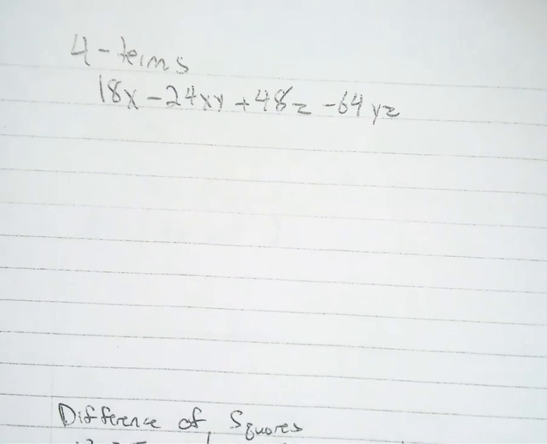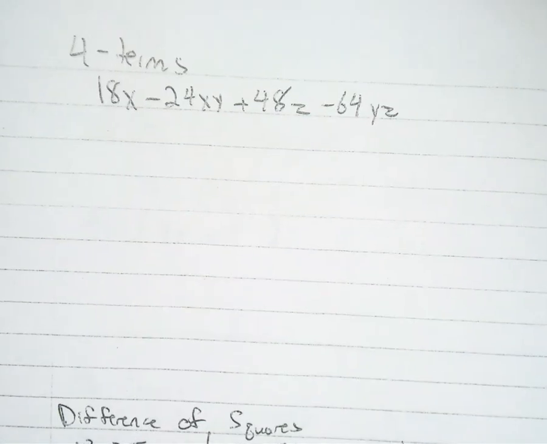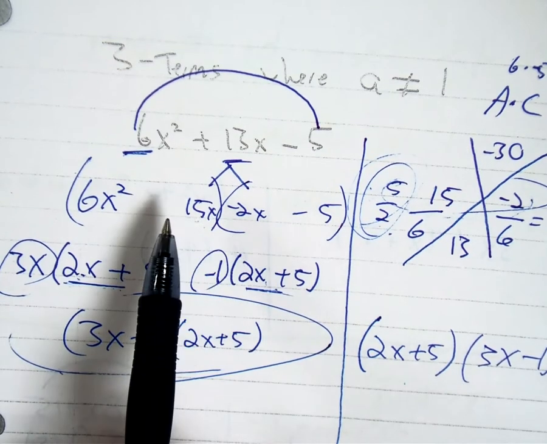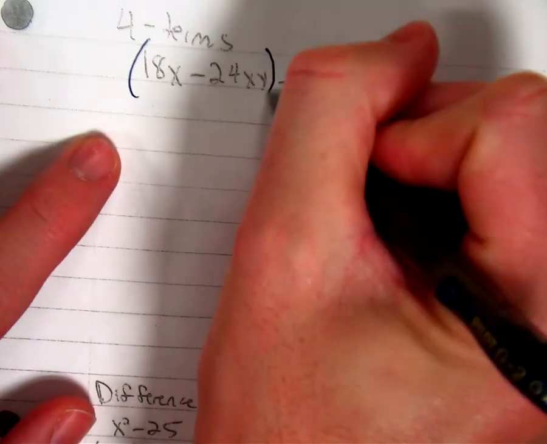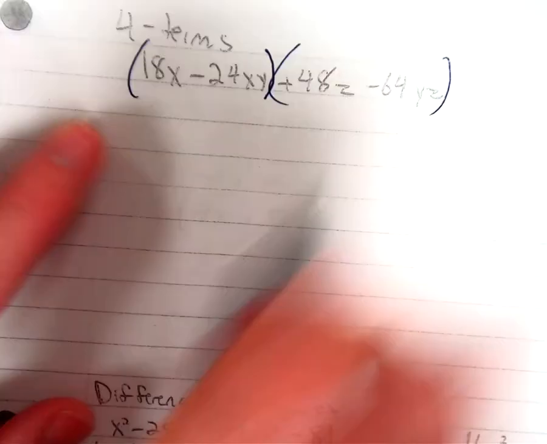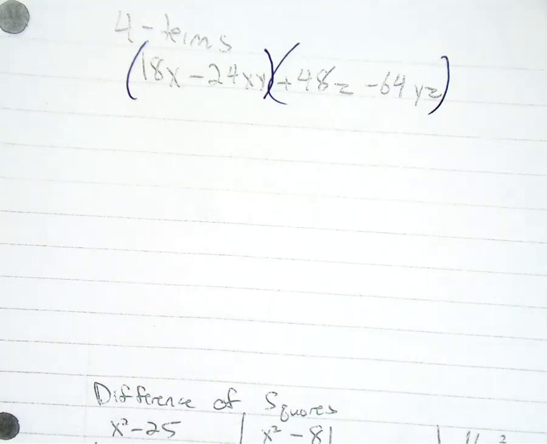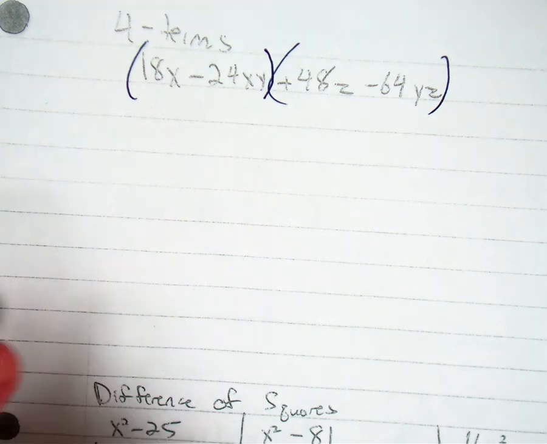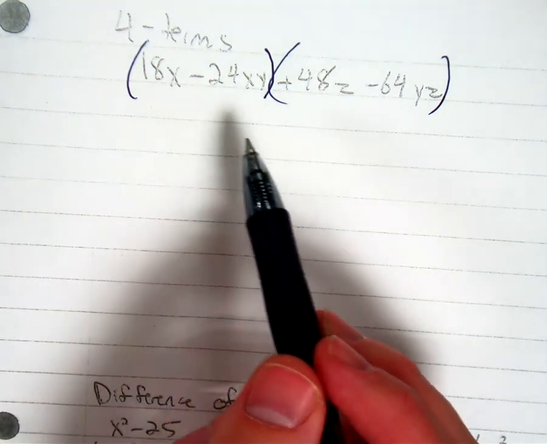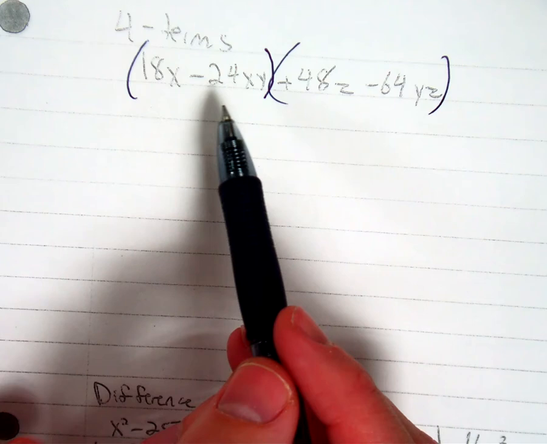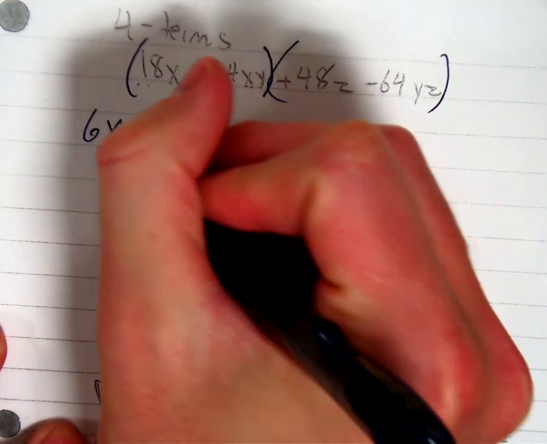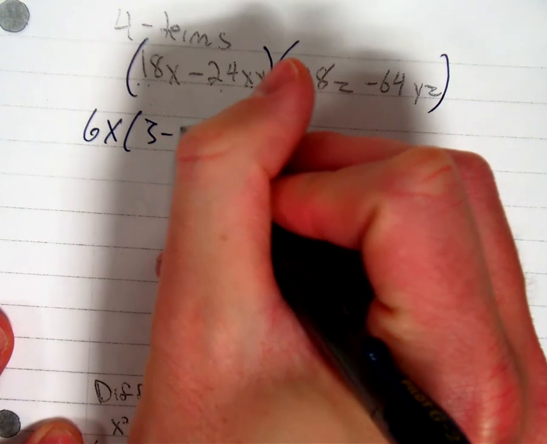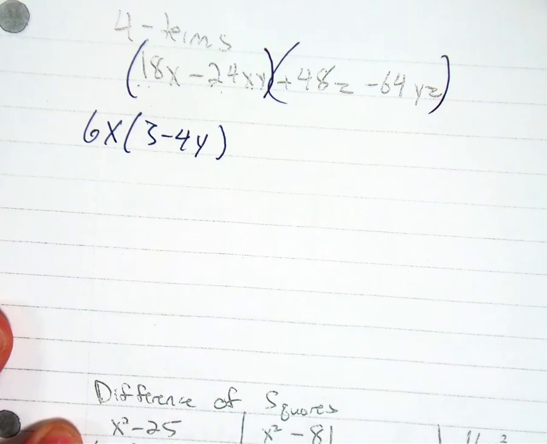What if there are 4 terms, 4 items? Okay, just like before when we had to split this up and we got 4 things, we put parentheses around the first 2, parentheses around the back 2. And you might have to do a little rearranging first in your homework problems, but for the most part, this is what's going to happen. Okay, what's in common here to both? I can divide both of these by 6, and they both have an x. So we're going to pull out a 6x in the front, 3 minus 4y.